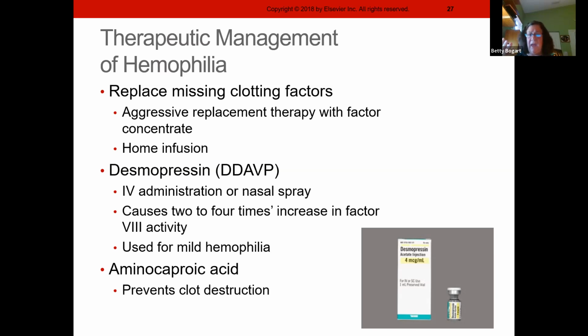Now, sometimes we don't need to give IV stuff. We can just give some nasal spray, and these are milder hemophilias, okay? And then there's also aminocaproic acid, but mostly you're going to see those replacing those clotting factors.